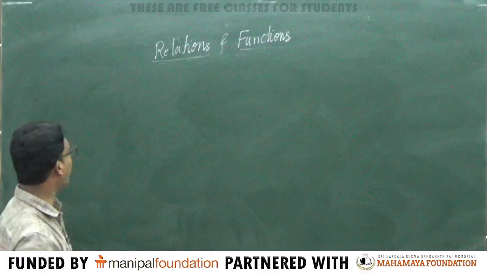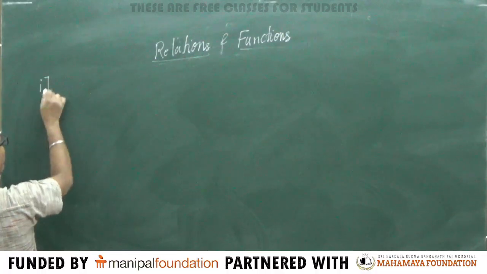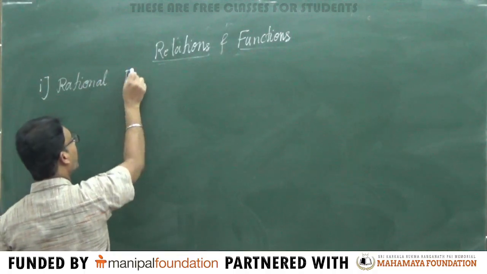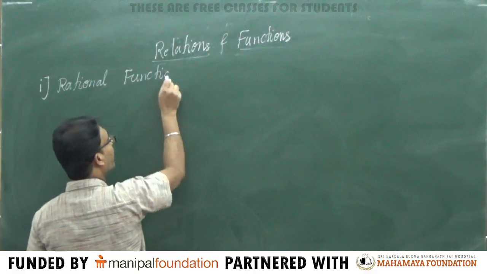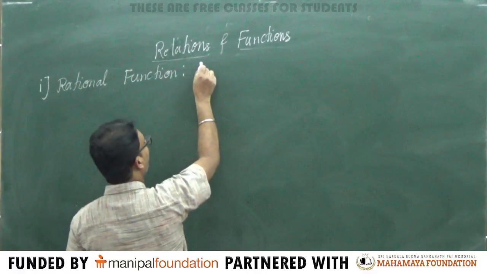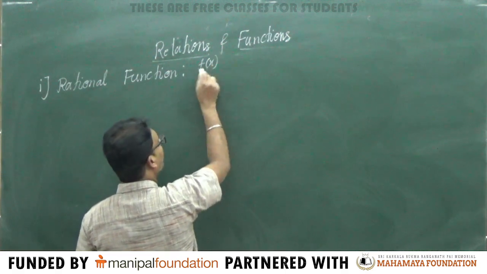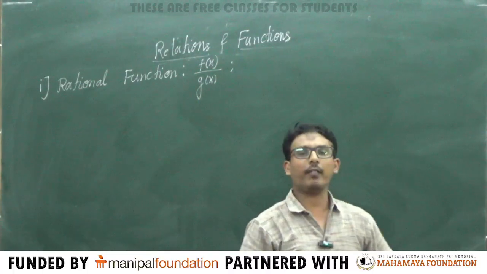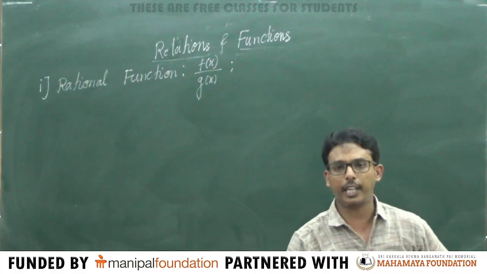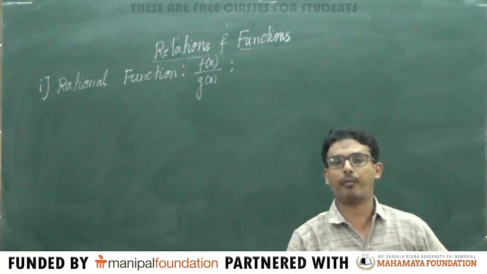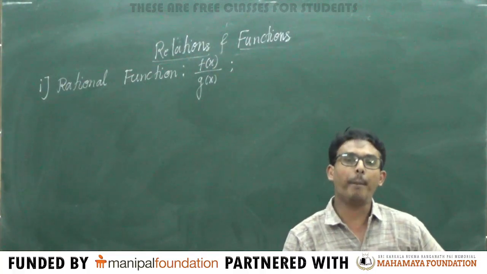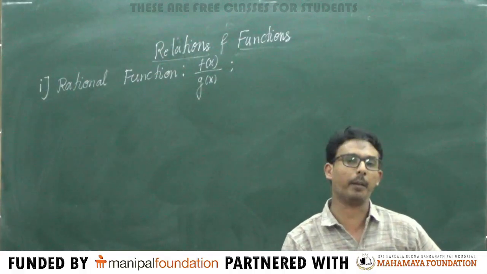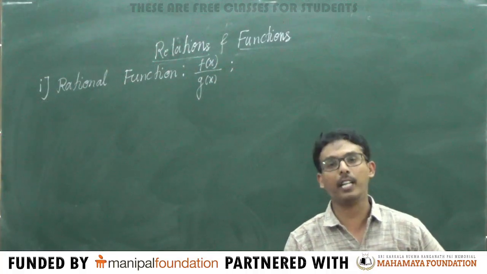Among that, the first one is the rational function. That means they give a function in the form of f(x) upon g(x). And remember that whenever they ask to find the domain as well as range, they always give a real function. Real function means both domain as well as range are a set of real numbers or a subset of real numbers.